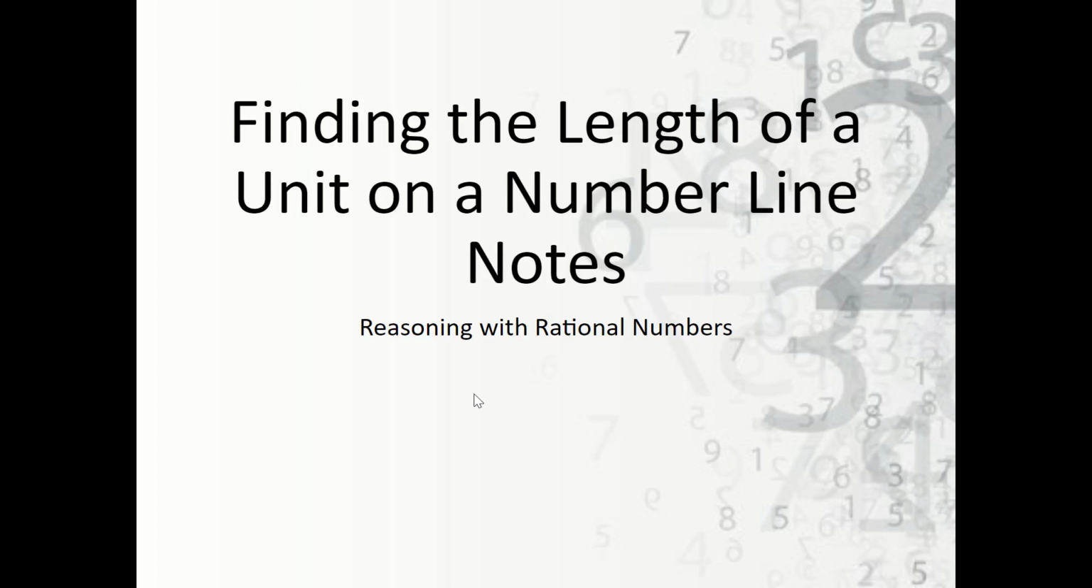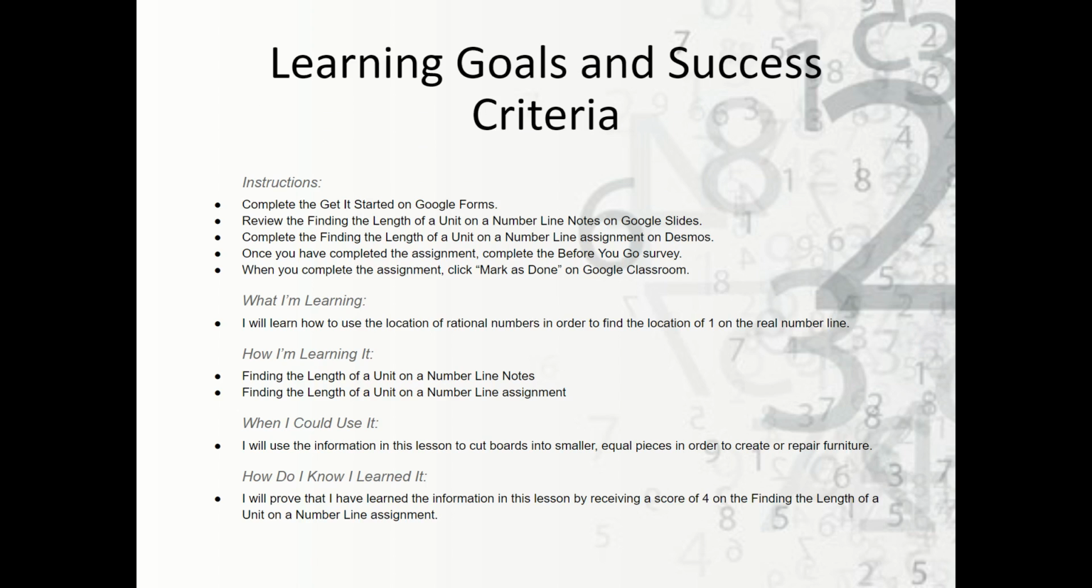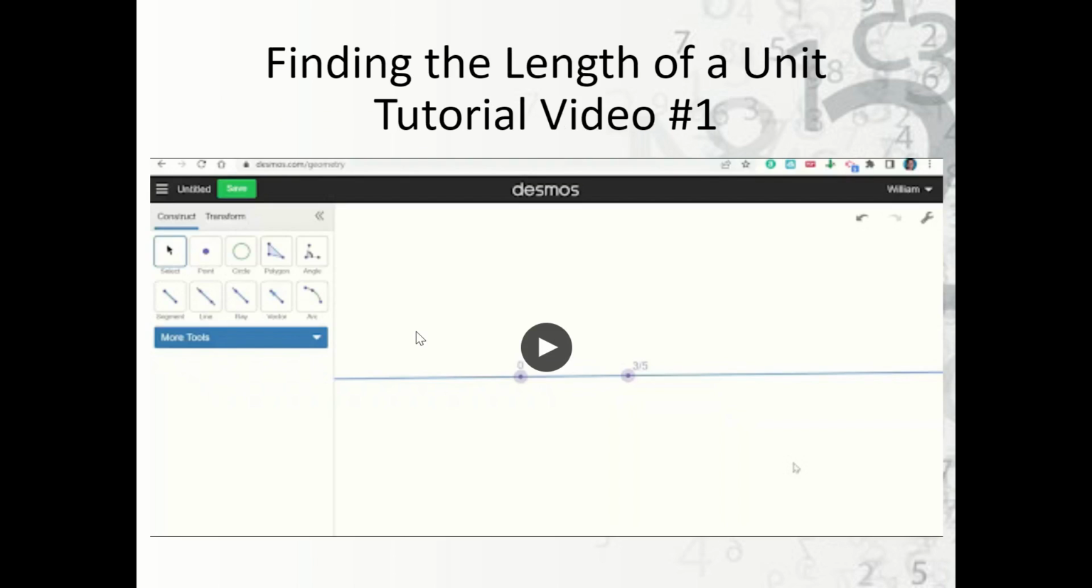Let's take a look now at the finding the length of a unit on the number line notes. Our notes begin with the learning goals and success criteria. Now, what does it mean to find the unit length? Finding the unit length means that we're going to find where 1 is. So in this case, we're given where 0 is and 3/5, and we need to know where 1 is. So here's a video that shows you how to find the unit length, or 1, on the number line.